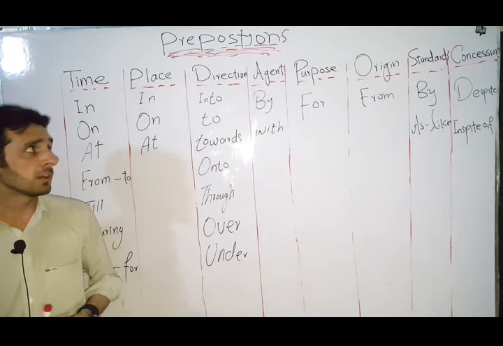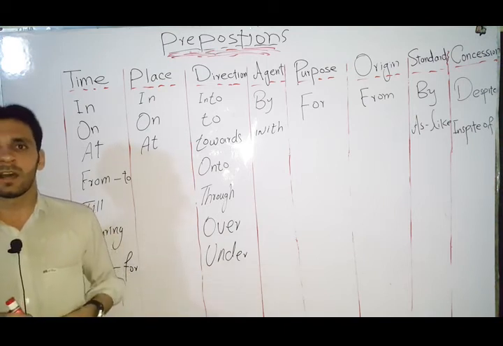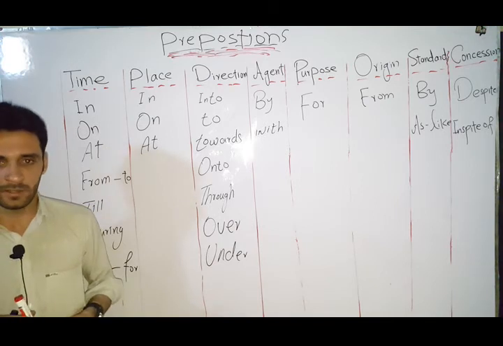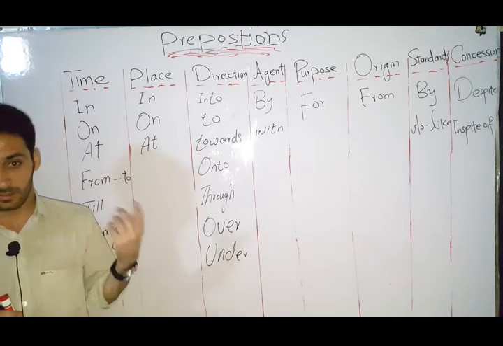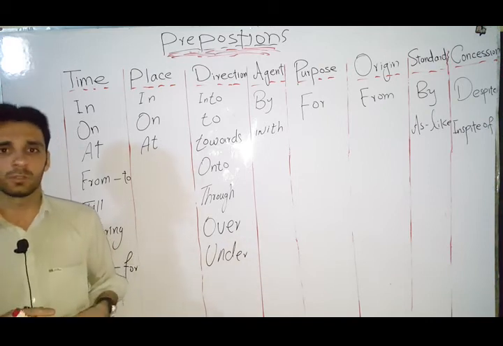For is used for purpose. I ordered a chicken for my friend. We were there for enjoyment. From is used for origin.